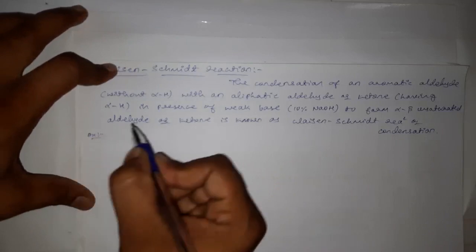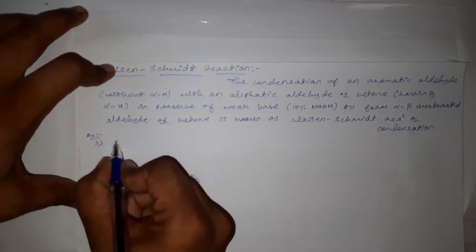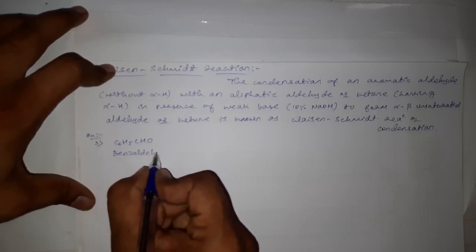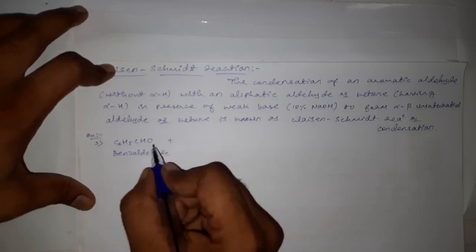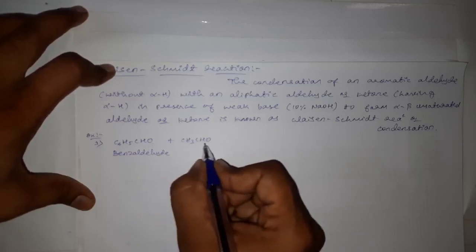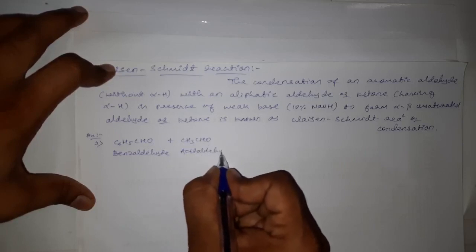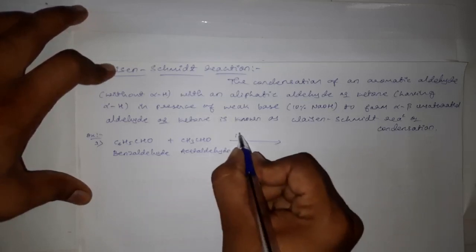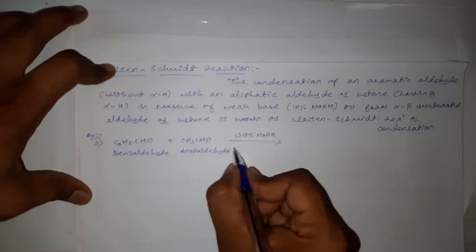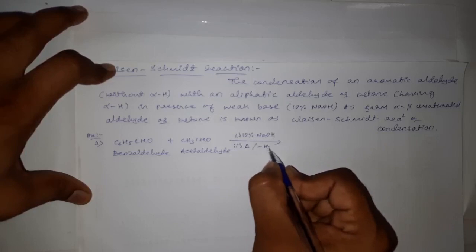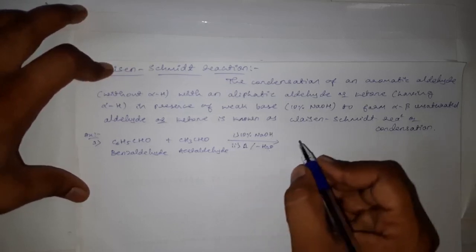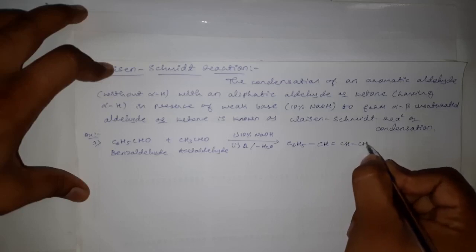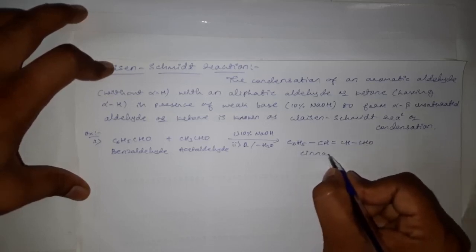For example, when benzaldehyde, C6H5CHO, an aromatic aldehyde, is treated with an aliphatic aldehyde, that is acetaldehyde, having an alpha hydrogen, in the presence of 10% sodium hydroxide followed by heating, it will undergo a condensation reaction by the loss of a water molecule to form C6H5CH=CHCHO. Its name is cinnamaldehyde.